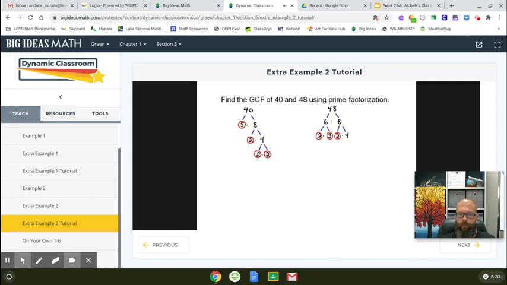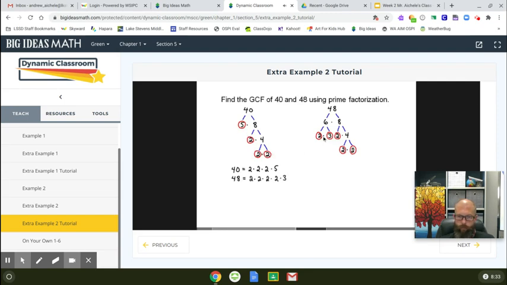Next, use the factor trees to write the prime factorization of each number. From the factor tree for 40, the prime factorization of 40 is equal to 2 times 2 times 2 times 5. And from the factor tree for 48, 48 is equal to 2 times 2 times 2 times 2 times 3. Next, circle the common prime factors. There are 3 common prime factors of 2. Next, find the product of the common prime factors, and this is the GCF. 2 times 2 times 2 is equal to 8. So the GCF of 40 and 48 is 8.